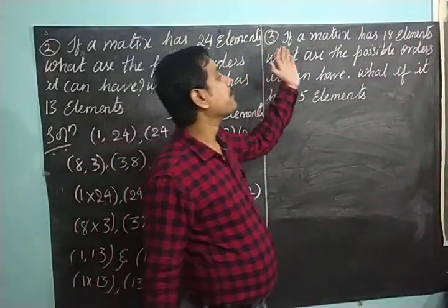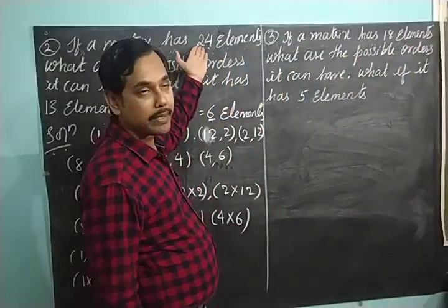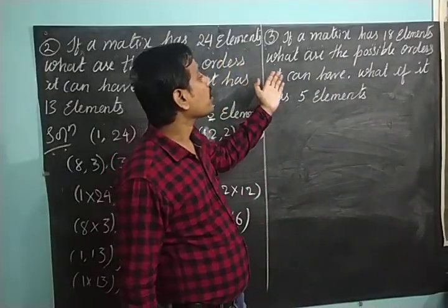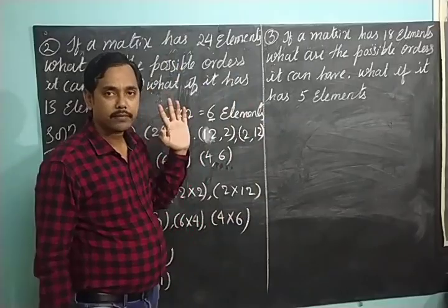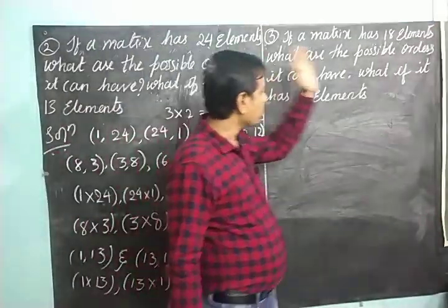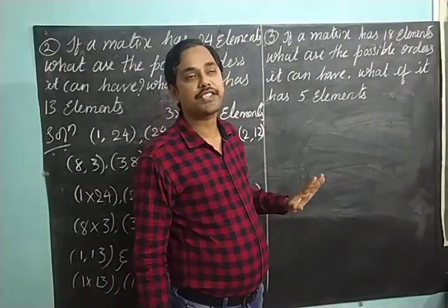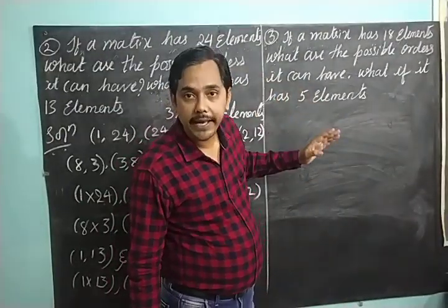What is the question here? If the matrix is having 18 elements, here there were 24 elements, now here we are having 18 elements. What are the possible orders it can have? Same thing as they have asked here. And also, what if it is having 5 elements? Once again the same story proceeds here. I will solve it once again, so listen carefully.